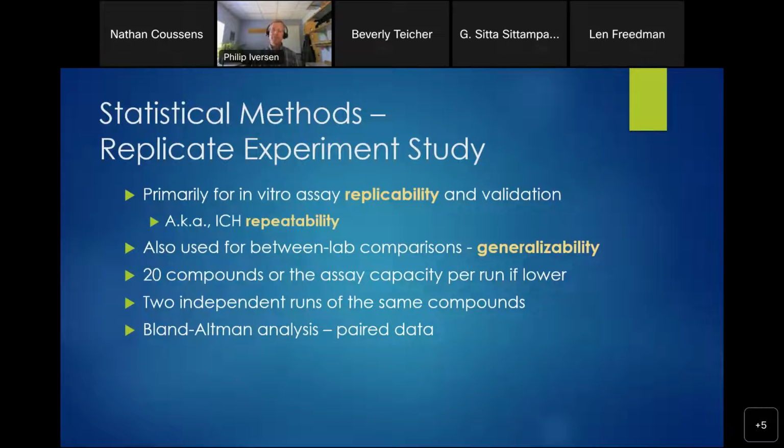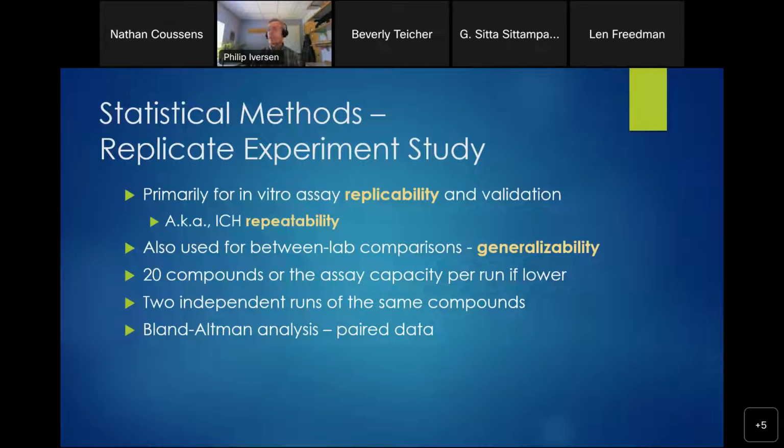So the standard guideline is more or less 20 compounds that have a range of activity. Or if your assay capacity per run is lower than that, oh, sorry for the typo there, then we'll do that.